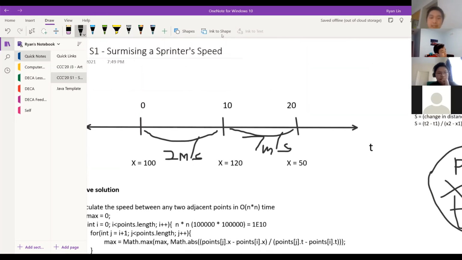So what's the fastest speed it can go? Well, the fastest speed it can go is 7 meters per second. So we just take the maximum of all the speeds that we calculate between every pair of adjacent points.